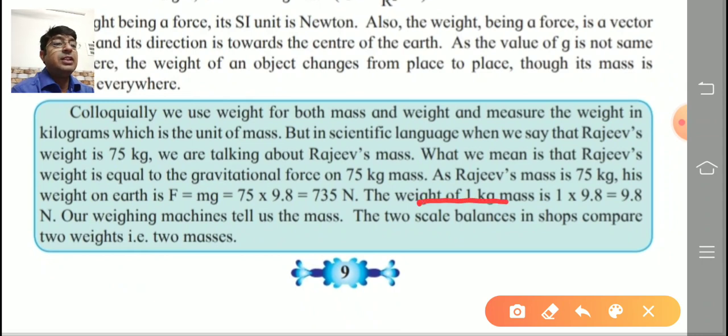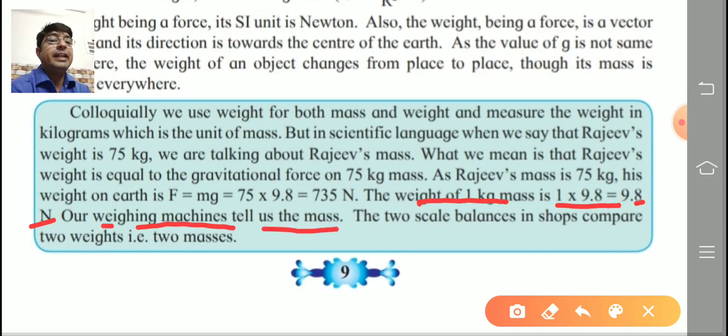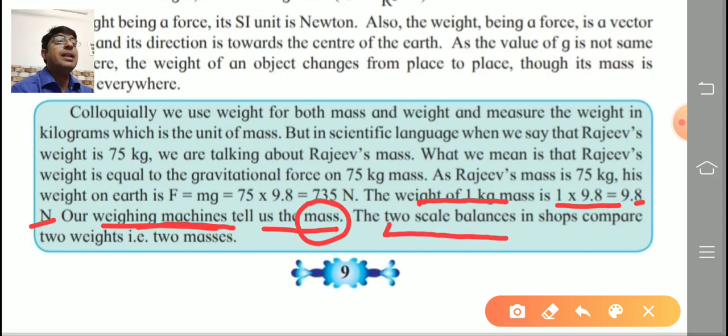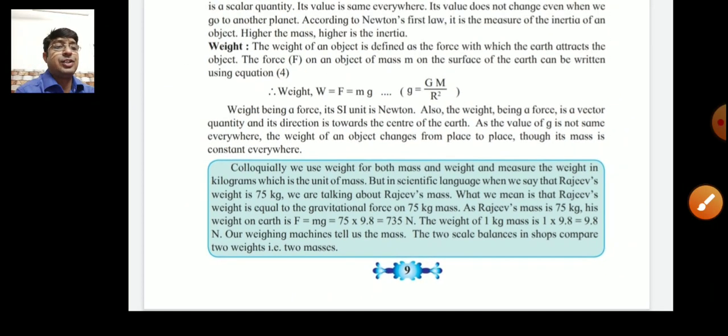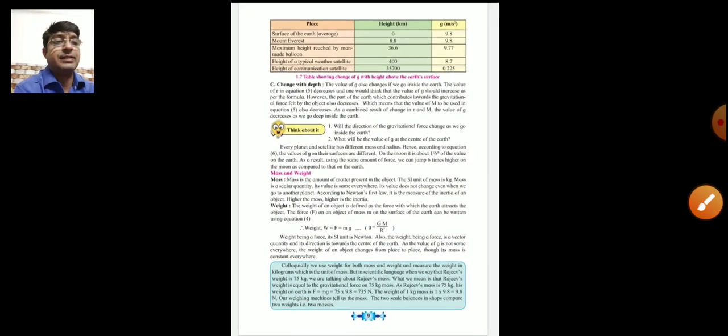The weight of 1 kilogram mass is 1 into 9.8, that is 9.8 Newton. 1 kilogram mass, when we express in weight, is 9.8 Newton. Remember this relation. A weighing machine tells us mass, not weight. Remember, the two scale balances in a shop compare two weights, that is the two masses. That is the extra information given for us. Next one.